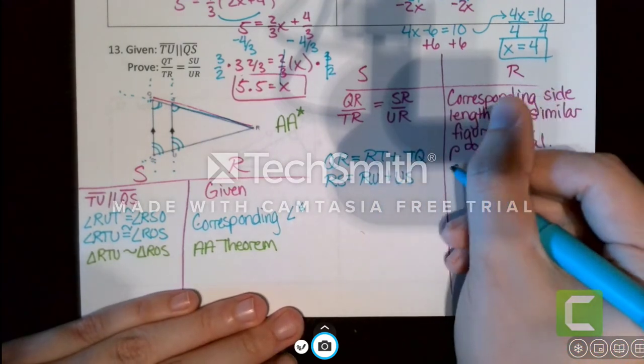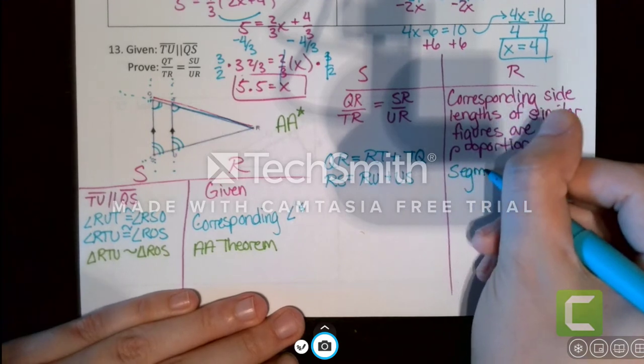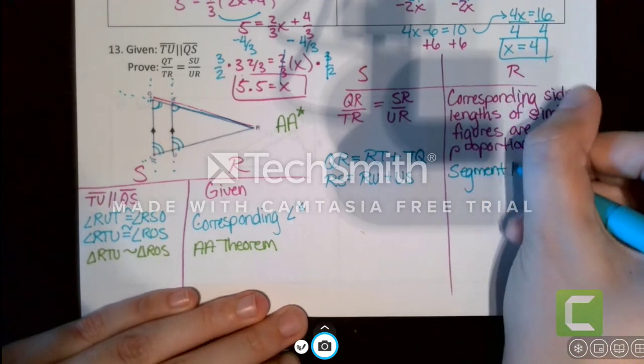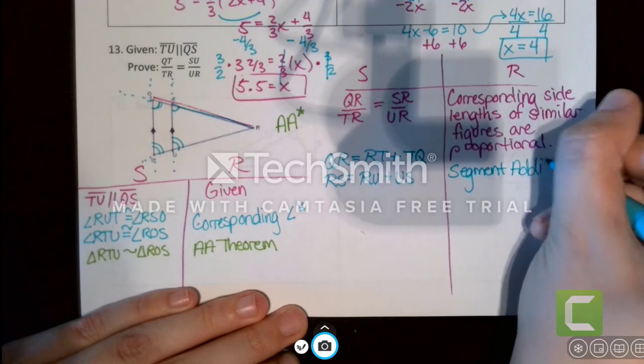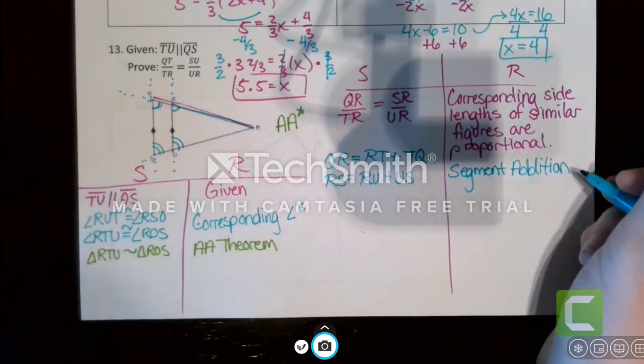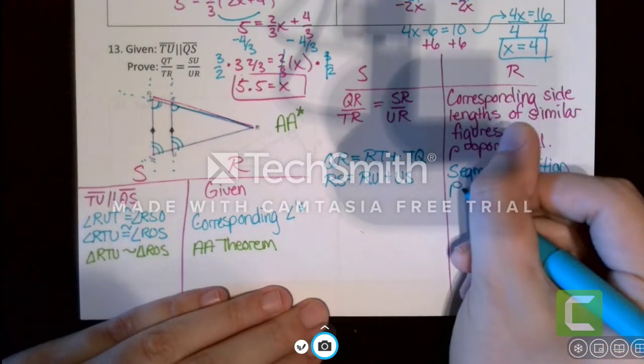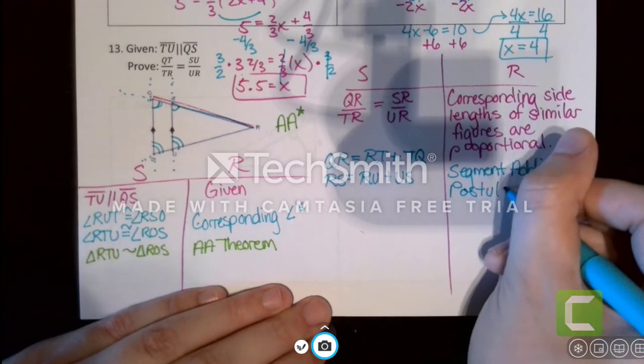This is called the segment addition postulate.